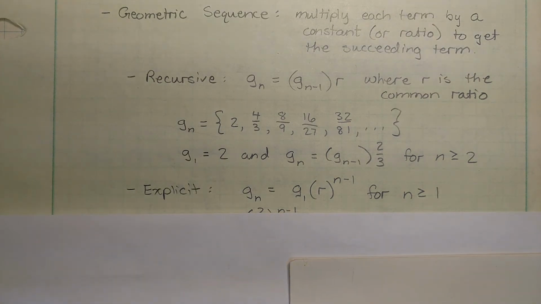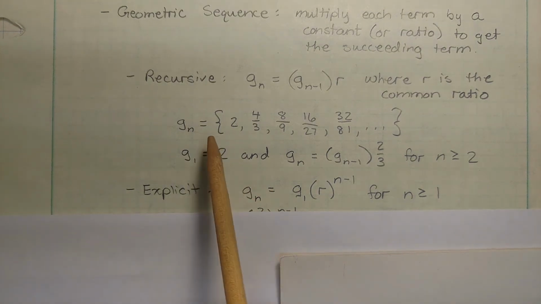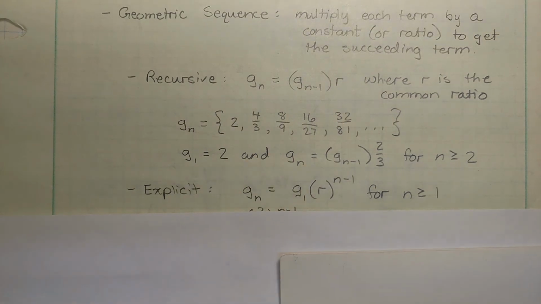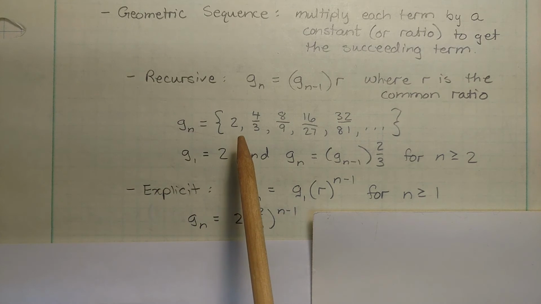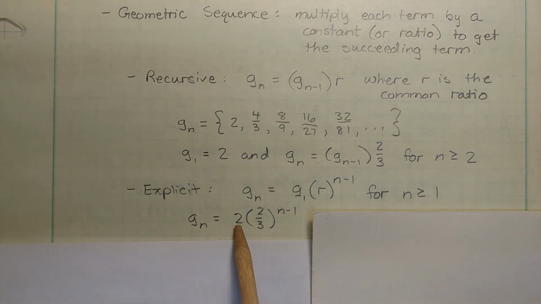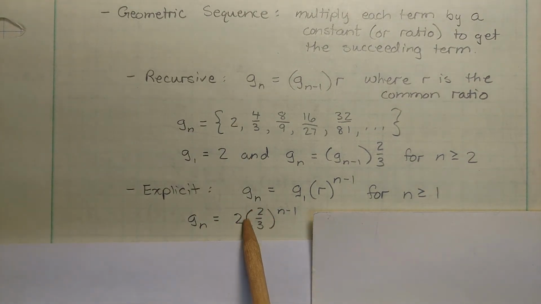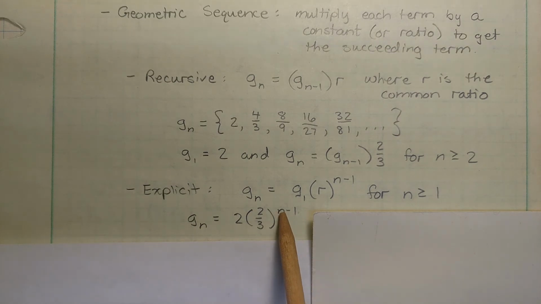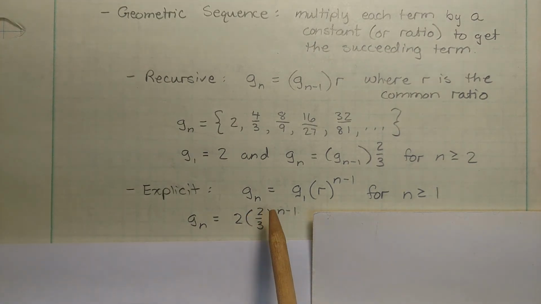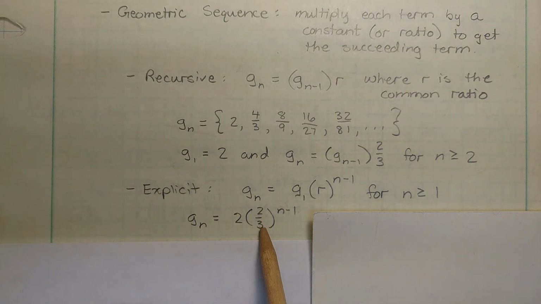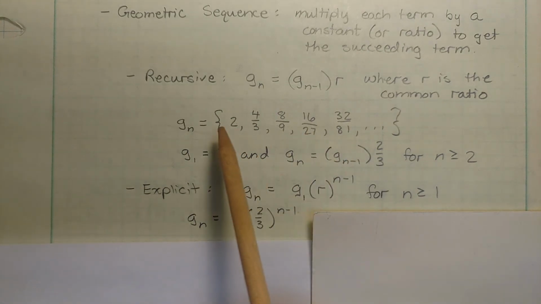So if we want to express this sequence here with an explicit definition, notice we have our first term, 2, goes right here, our g1, our common ratio of 2/3, and we raise it to the n minus 1 power. We can check and see. Now, if I want the fourth term, I would put a 4 in here, and so I would raise this to the third power, which would be 8 over 27, and when I multiply it by 2, I would get 16 over 27. That is my fourth term.